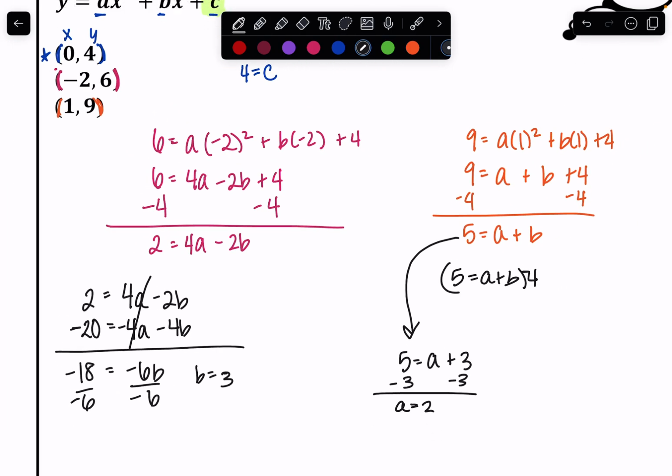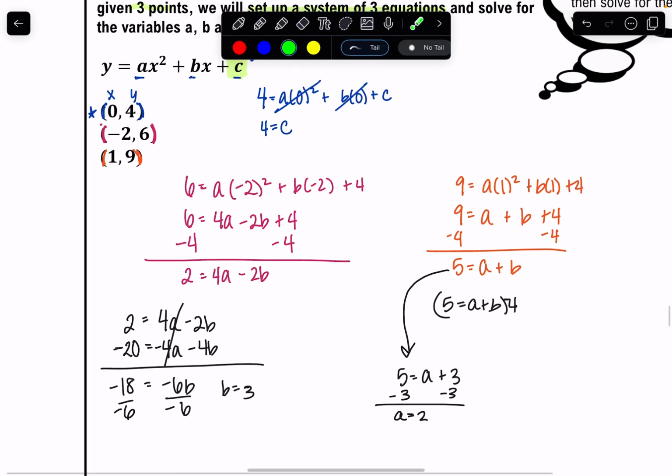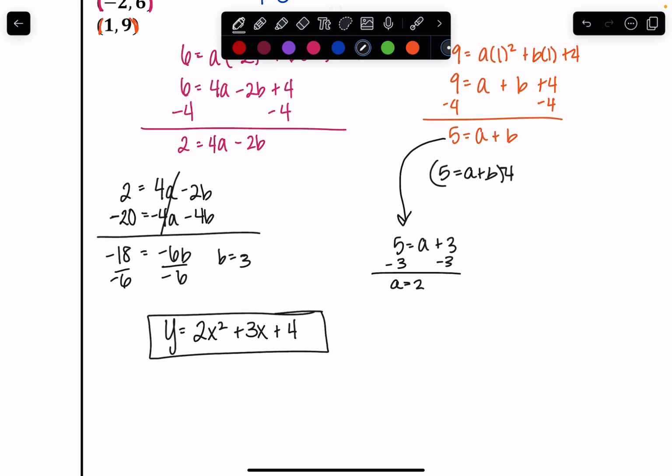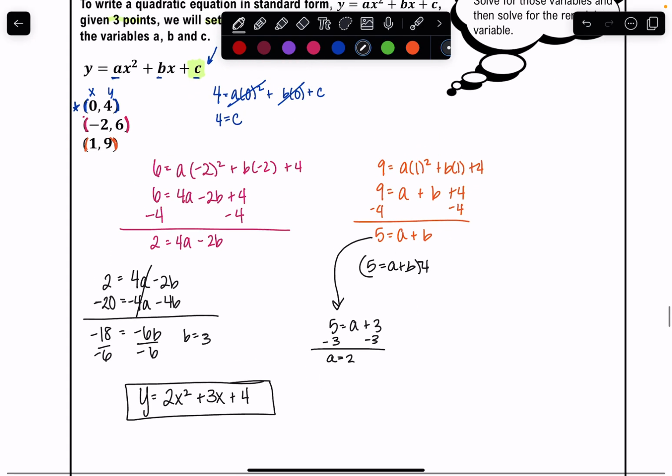And so we're used to being like, okay, cool, I found my answer. But we want to understand what the context of this is. Again, A, B, and C, I just found the coefficients of the standard form equation for a quadratic here. So this now becomes y equals, my A value is 2, x squared, plus B is 3, x comes after that, plus C is 4. So here is my formula for these ordered pairs.